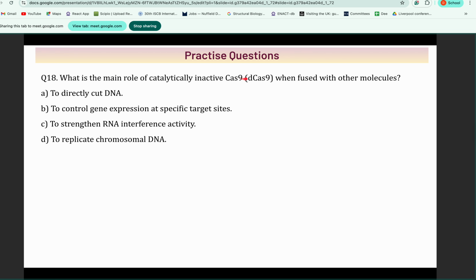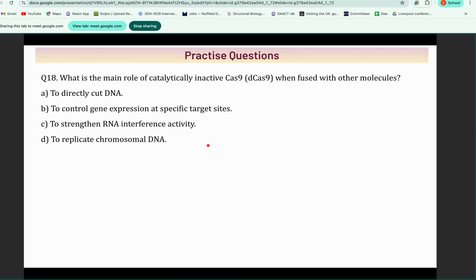Next question is, what is the main role of catalytically inactive Cas9, which is dCas9, when fused with the other molecules? Option A, to directly cut the DNA. Option B, to control the gene expression at specific sites. Option C, to strengthen the RNA interference activity. And option D is to replicate the chromosomal DNA.